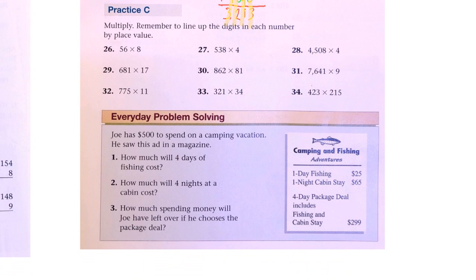Practice C. Multiply. Remember to line up the digits in each number by place value, just like we were talking about above. Putting them in careful lines is really helpful. 56 times 8. So the ones has a 6 and an 8. 8 times 6 is 48. Regroup the 4. 8 times 5 is 40. Plus 4, 44. And so that's how we can write our multiplication, lining it up one on top of the other.